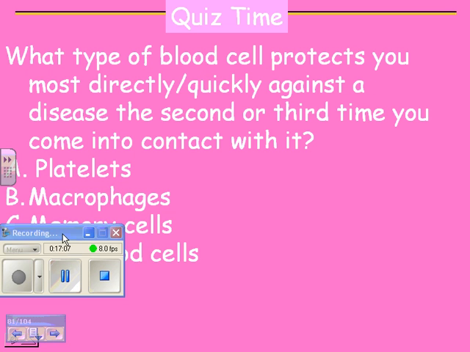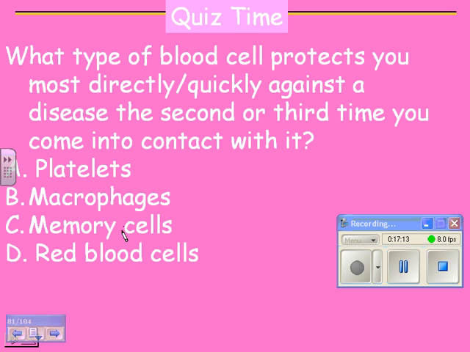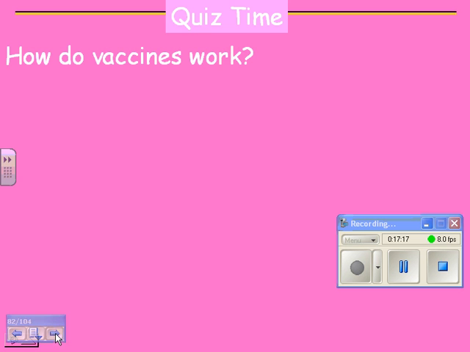What type of blood cell protects you most directly or quickly against a disease the second or third time you come into contact with them? That's memory cells. How do vaccines work? I have not talked about this yet. Whoops. Let's go back and talk about that.